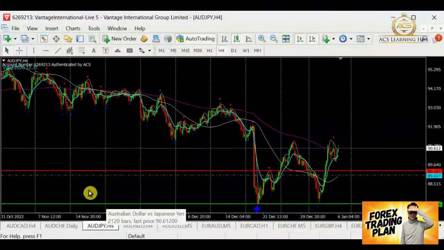What signals do you use to enter a candlestick pattern on a key level? Is there any more to it? Yes, there's more to it.